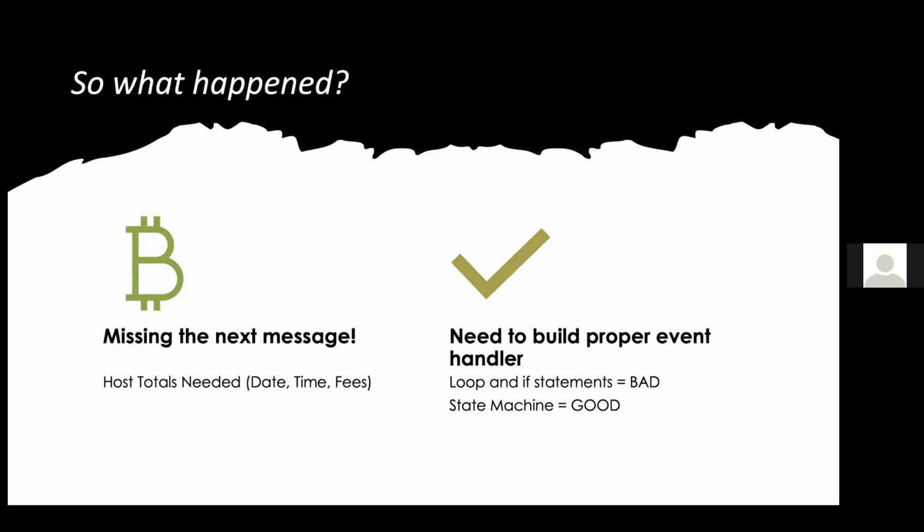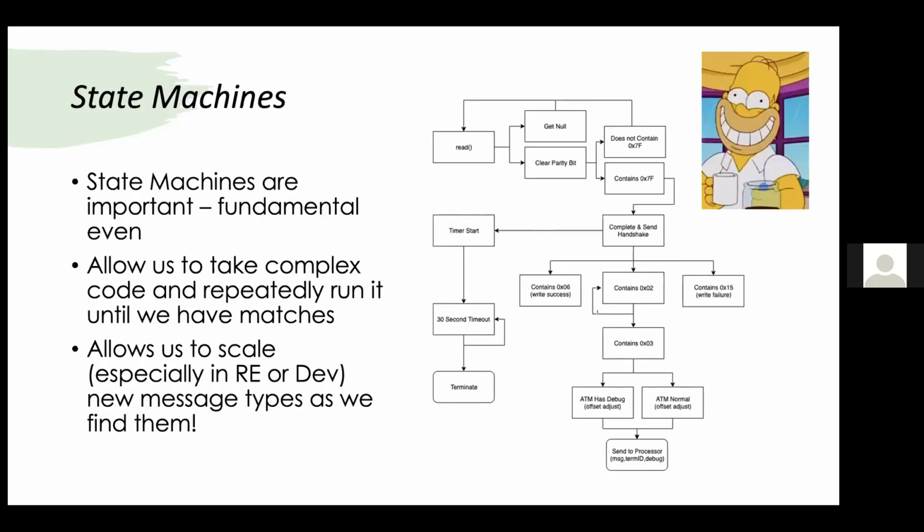So what happened? Well, we got the totals and all that stuff, but there are a lot of timing issues. This ATM is designed for a mainframe, a state machine, where it does things in a very specific sequence and rapidly. State machines are important in programming. There are a lot of ways to make one, but essentially a state machine allows us to do triggers and checks for things we need to, and take complex code and turn it into something a little more sane.